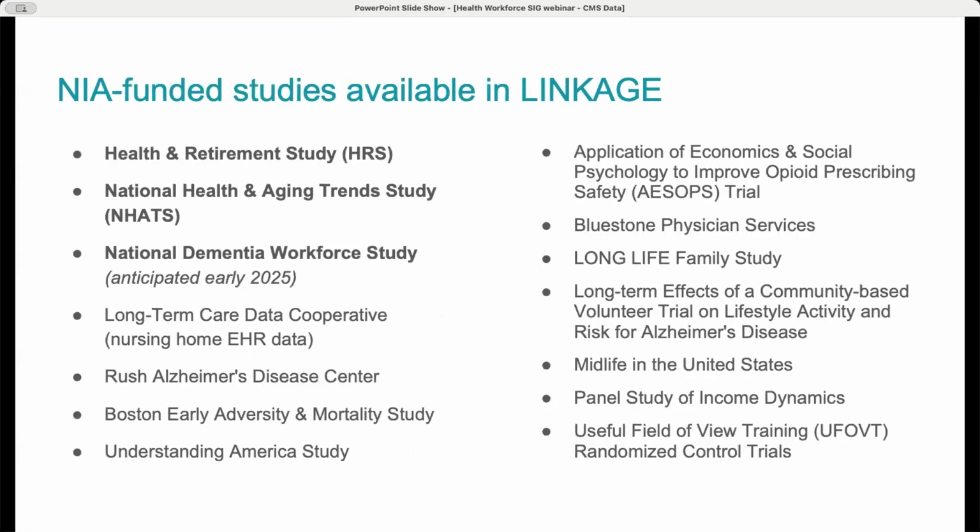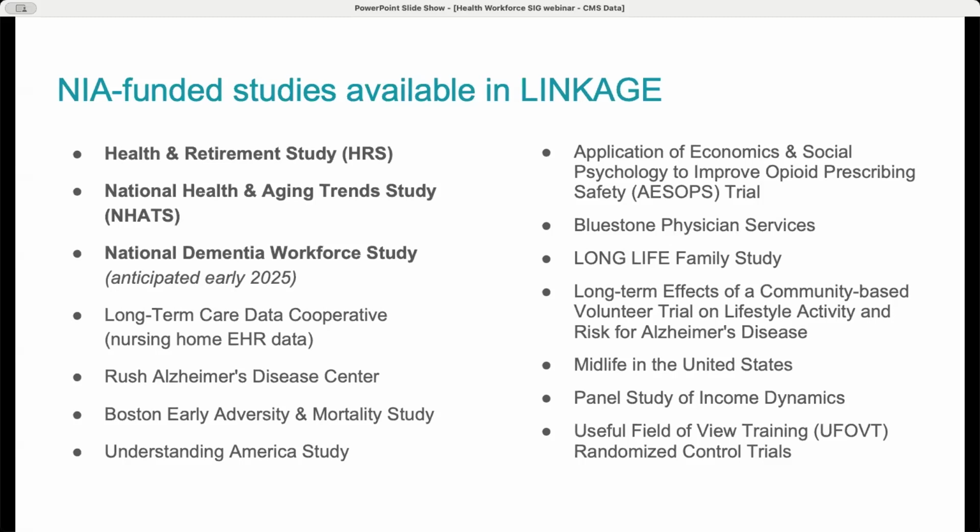Next slide. So this is a list of the current studies that are available for linkage. As I mentioned, the Health and Retirement Study and NHATS, which probably a lot of you have used, are probably the most important ones on there now. There's more to come here. The other one that we'll just put in a plug for, because Uli and I are both involved with it, is the National Dementia Workforce Study.